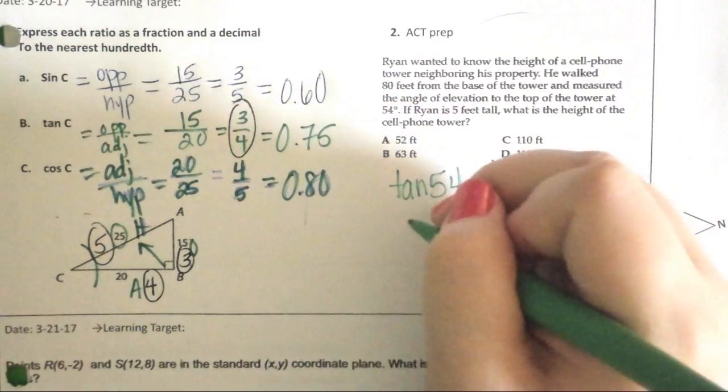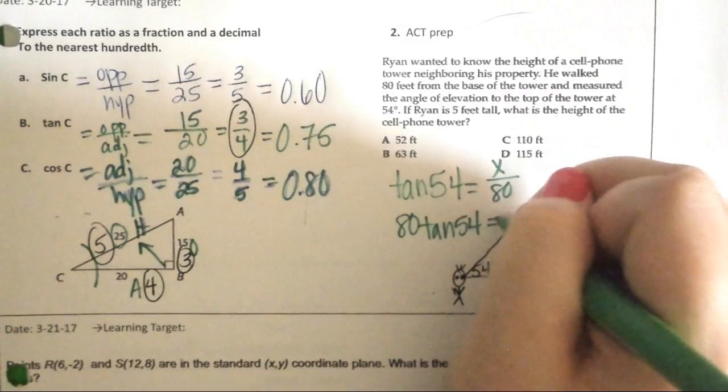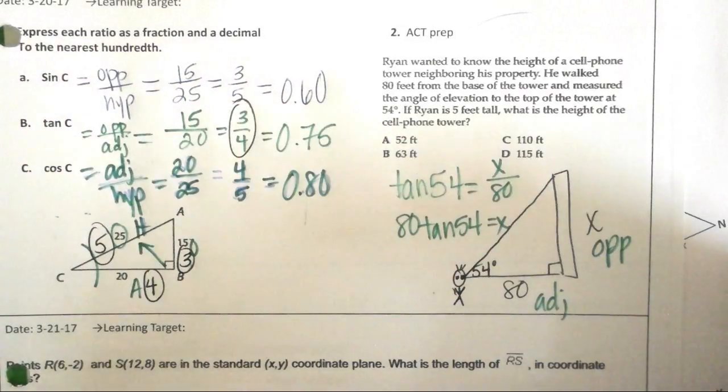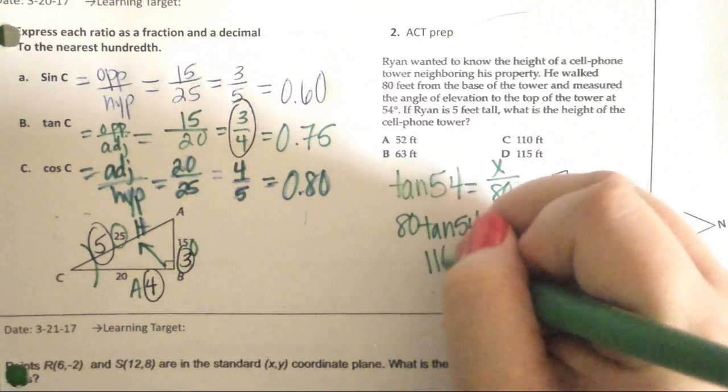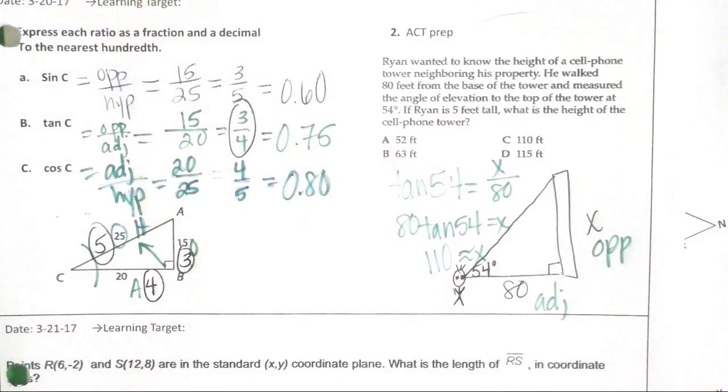So you type in your calculator 80 tan 54 to find out what the value is for x. You get 110. So the real question is, does that mean I choose C?